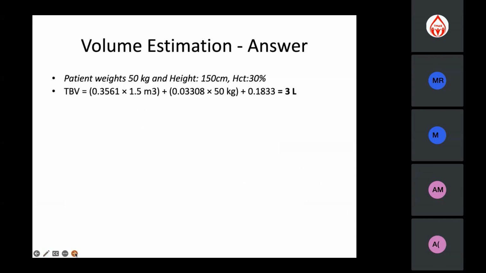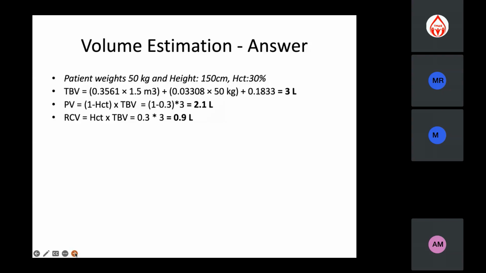So coming to this example, the patient weight was 50 kilograms, the height is 150 centimeters, the hematocrit is 30%, and the gender is female. Using Nadler's formula, the total blood volume of the patient is 3 liters. So now we can estimate the plasma volume easily. The plasma volume is 1 minus hematocrit into total blood volume, that is 2.1 liters. And the red cell volume is hematocrit into total blood volume, that is 0.3 into 3, which gives us 0.9 liters.